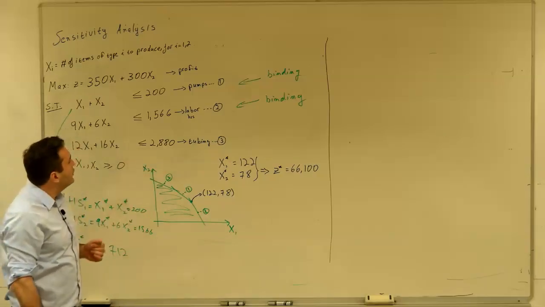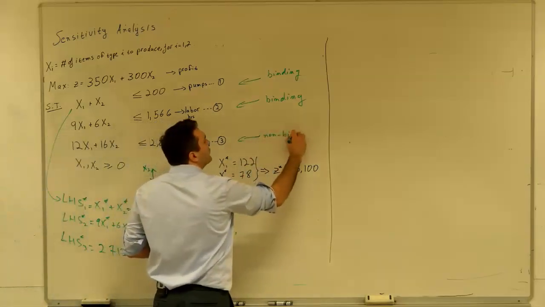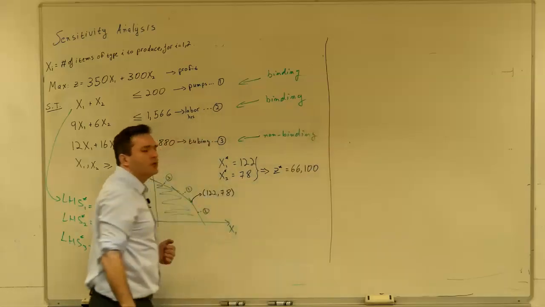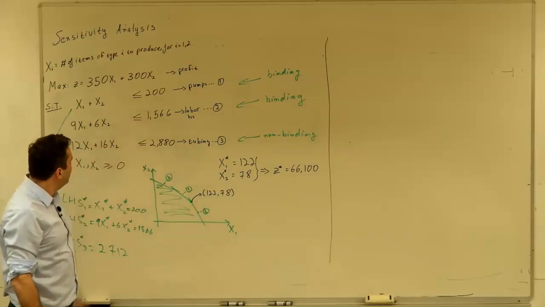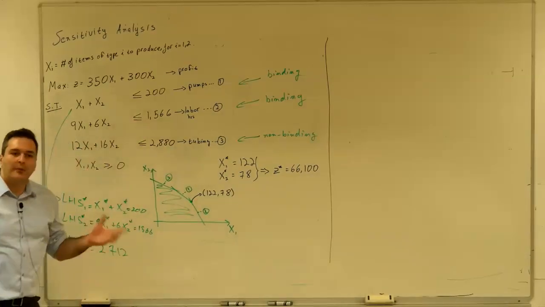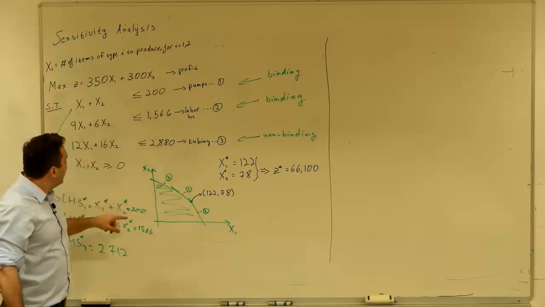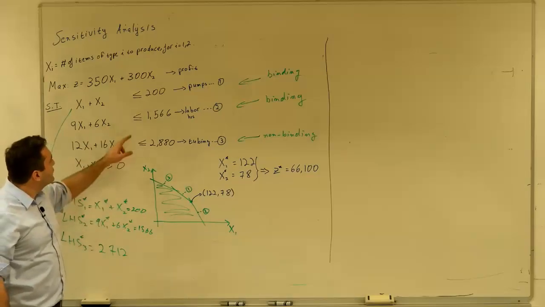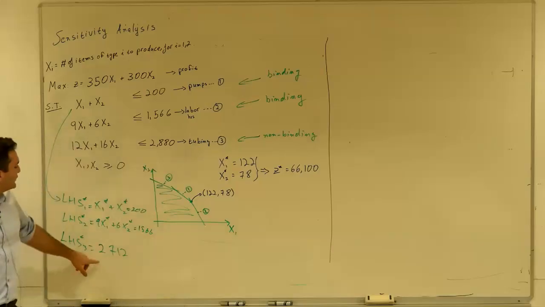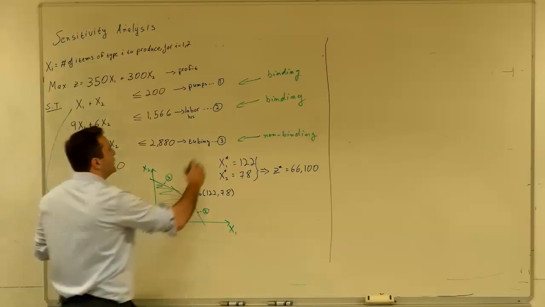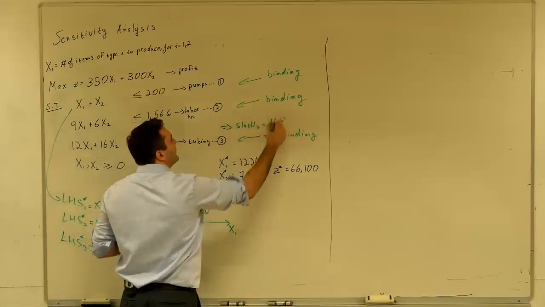And the answer report will tell you which constraints are binding and which ones are non-binding. And it will also calculate a value which is called the slack. And the slack is really the difference between the right-hand side values and the left-hand side values at optimality. So it means that the slack for constraint 1 is 0, the slack for constraint 2 is 0, and the slack for constraint 3 is 2880 minus 2712, which implies the slack for constraint 3 is 168.